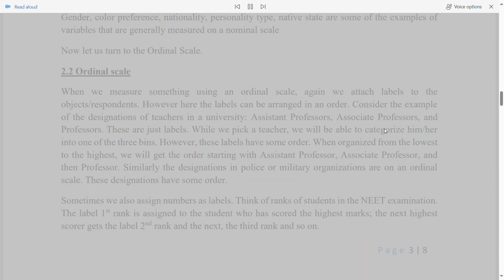Gender, color preference, nationality, personality type, native state are some of the examples of variables that are generally measured on a nominal scale.